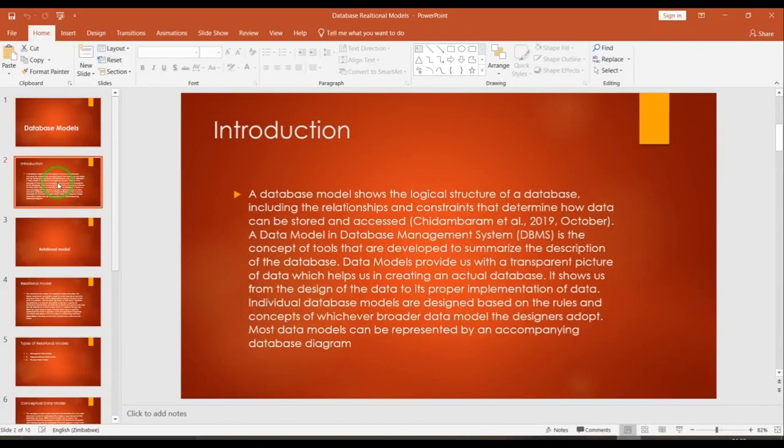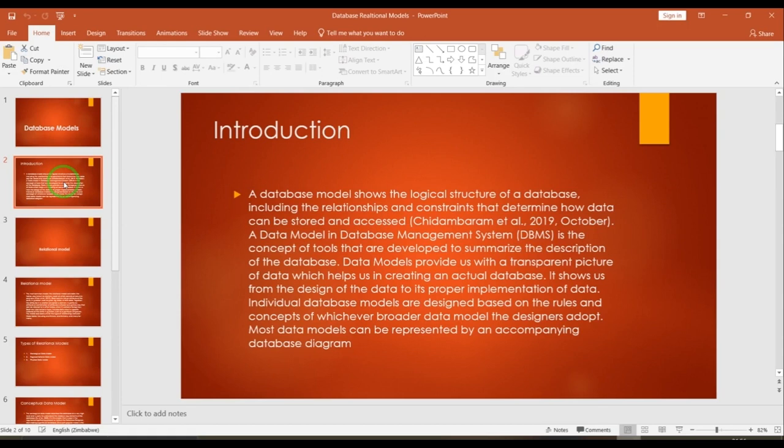Good afternoon, class. Today we are going to continue with our topic, database, but we are going to talk about what we call database models. A database model shows the logical structure of a database, which includes the relationships and constraints that determine how data can be stored and accessed.